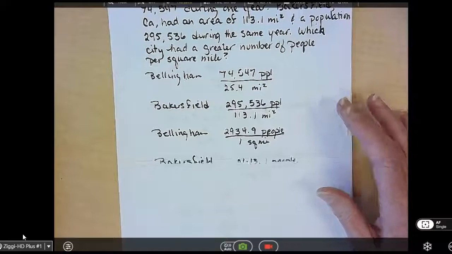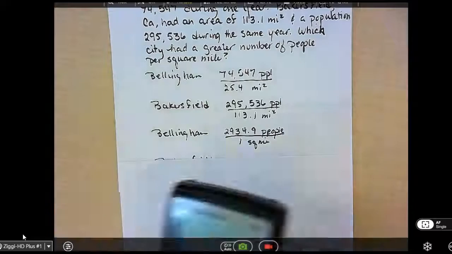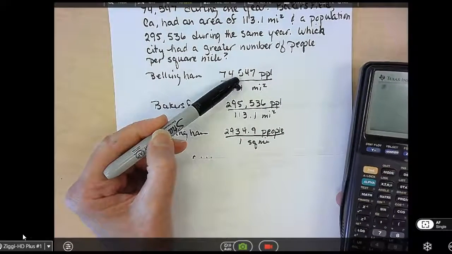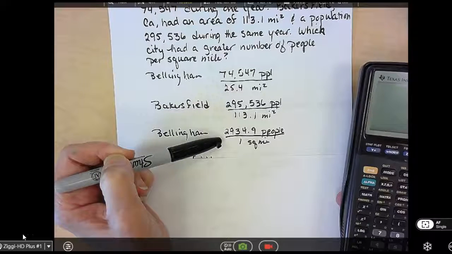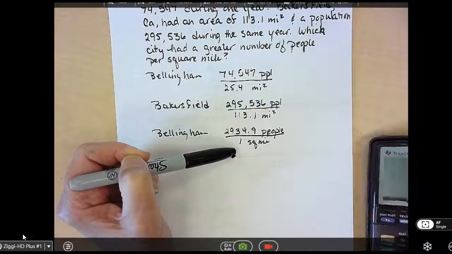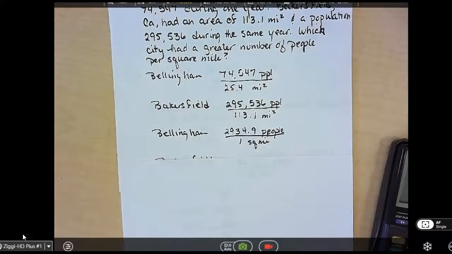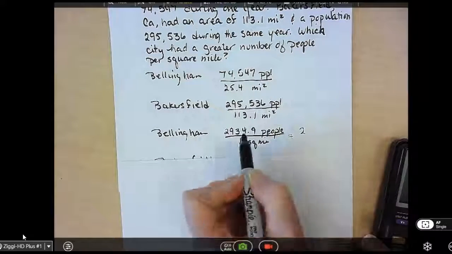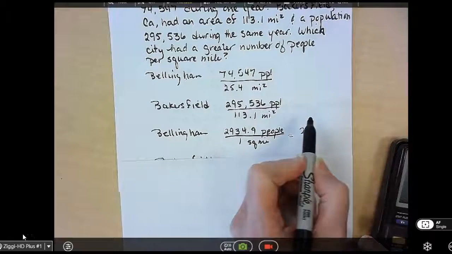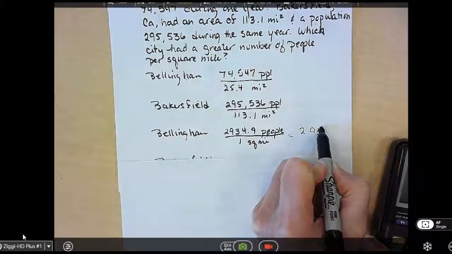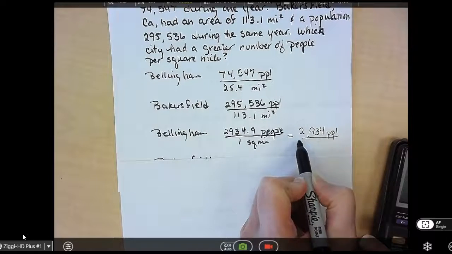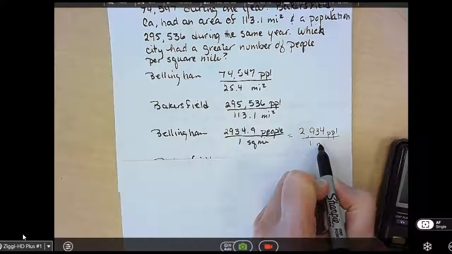And when we take our 74,547 divided by 25.4, we get 2,934.9 people per 1 square mile. We can't have 0.9 of a person, so we would just round down. 2,934 people, I'm going to abbreviate it, per 1 square mile.